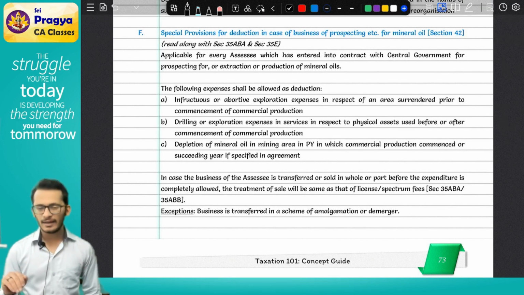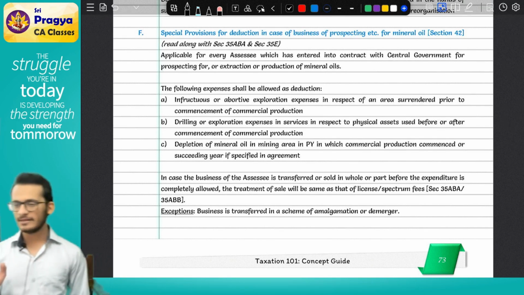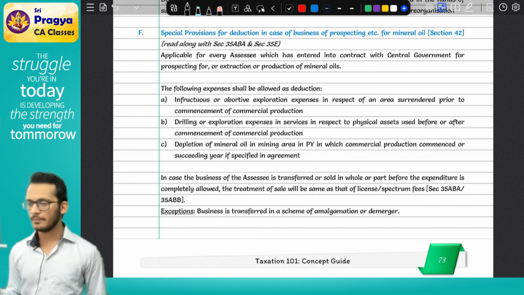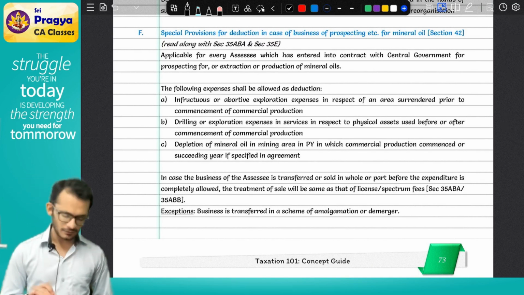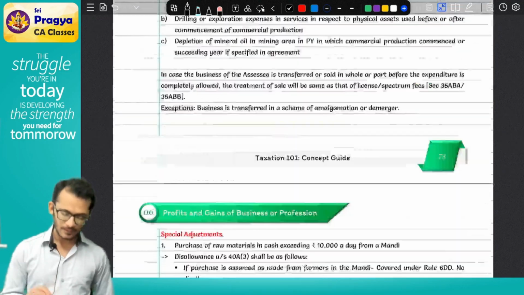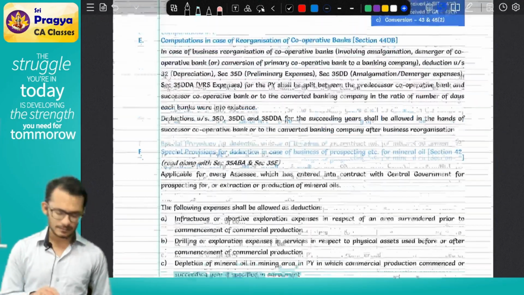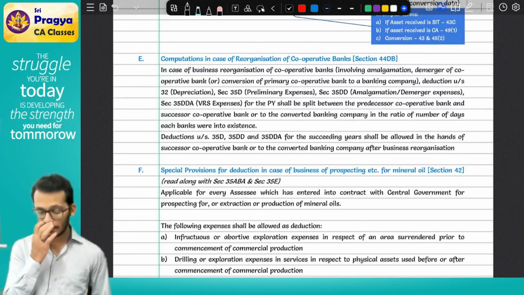Again, like I told you, mineral oil and all is very, very specific level provisions, will not come for exam purposes. Give it a go through. Apart from that, ignore it. It is not coming for exam. Clear? Yes. On the top there is this cooperative society.